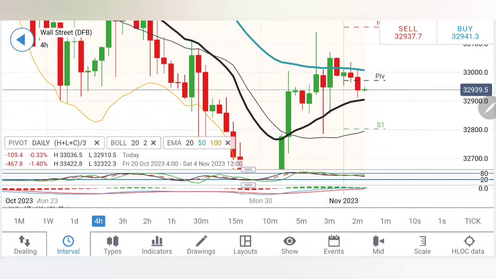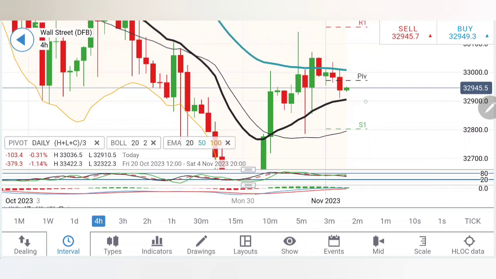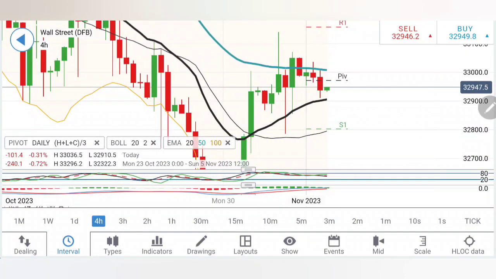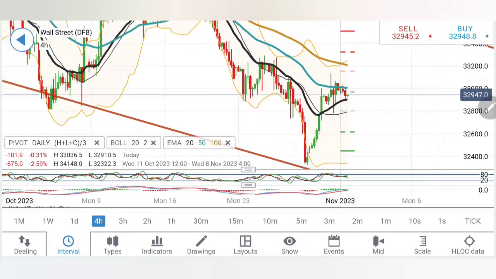How down? 32,870, 860 zone, good support. Below that we may see 32,800. Now 32,800 has become a milestone for US30 here. It has become a greater support zone. Thus, below 32,900, certainly bearishness may prevail. We can look forward to a further drop. If the prices stay below 32,800, remember, it is going to crash further.